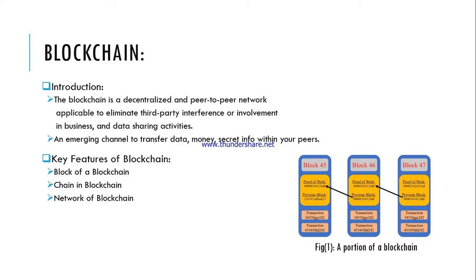As a disruptive technology, blockchain, particularly in its original form of Bitcoin as a type of digital currency, has attracted great attention. So what is blockchain? Blockchain is a decentralized and peer-to-peer network applicable to eliminate third-party interference or involvement in business and data sharing activities. So what are its key elements?